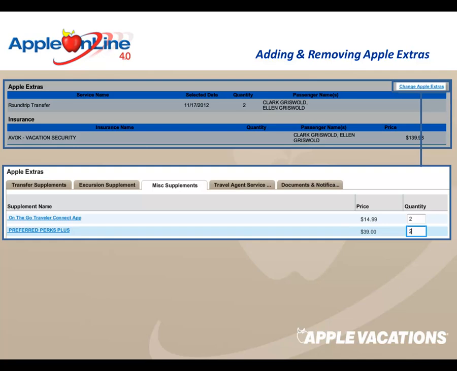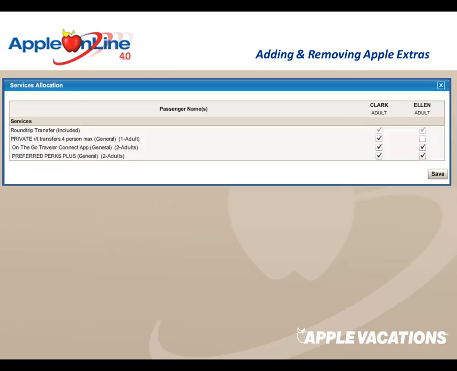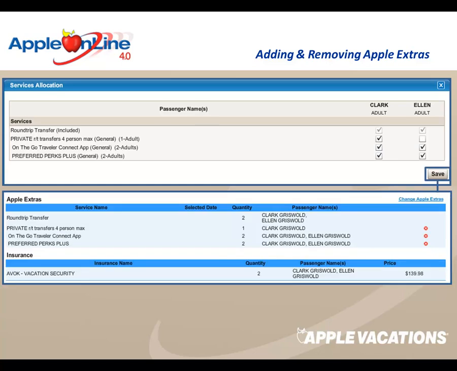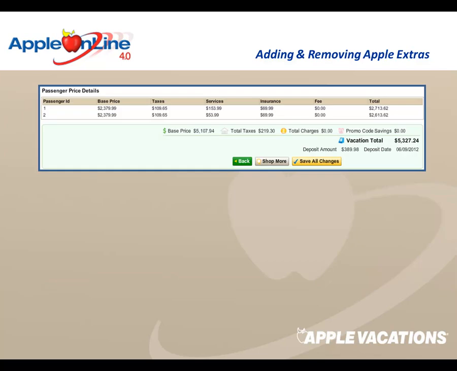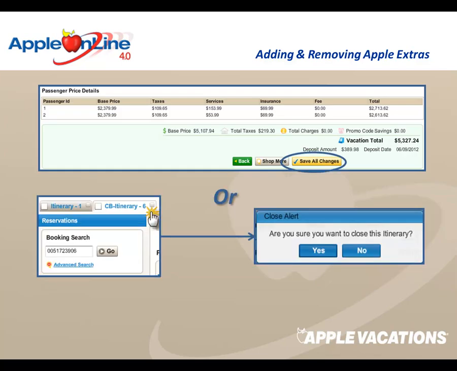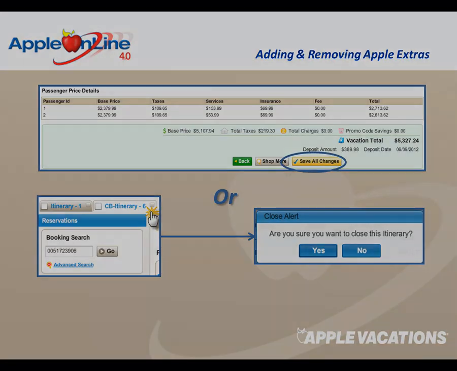Once you're ready to continue with the change, select Continue Booking. You'll then see the material allocation process. All you have to do is pick who gets what and save. You'll see your updated extras and then select Continue Booking again. Finally, you can save all changes or cancel all changes.